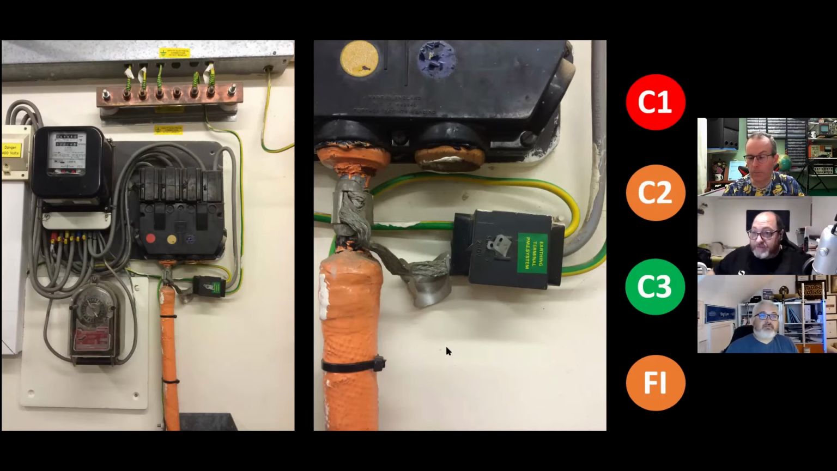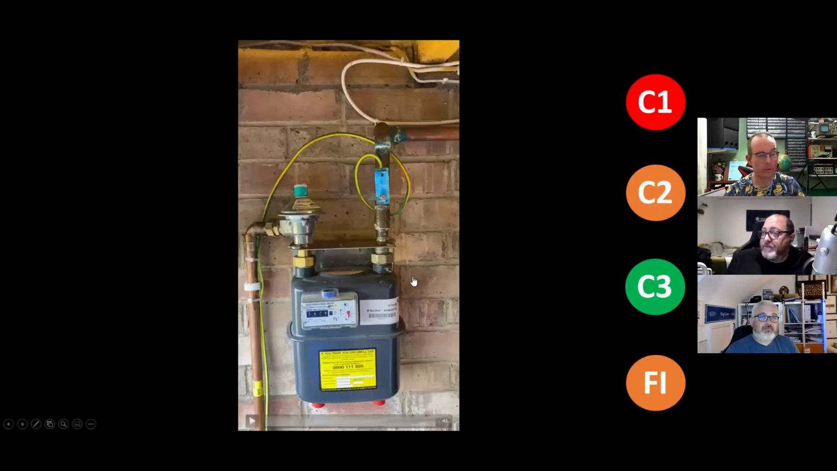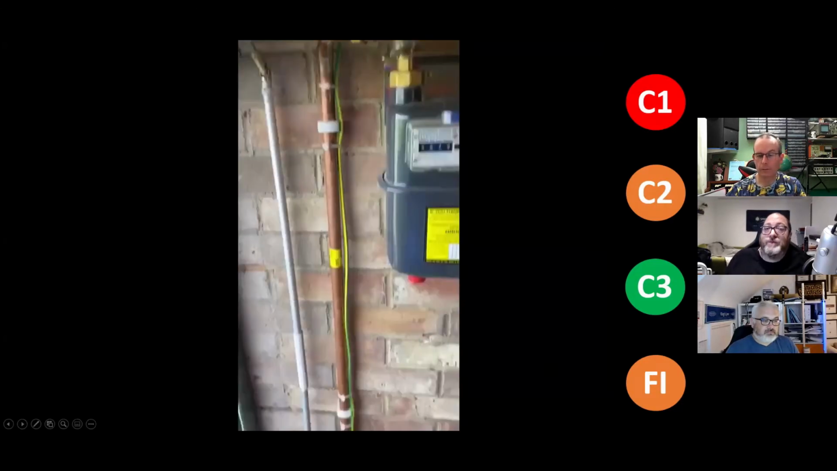But electricians will have to engineer it. We're going to have to learn and engineer it. All right, 60% have voted, so let's go with it. We have got FI at 70% and 23% went with C2.